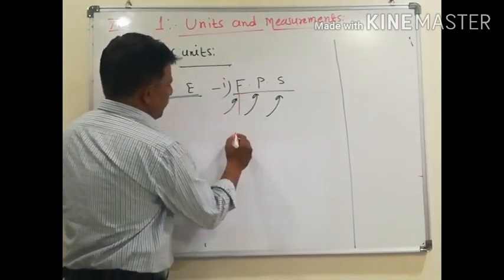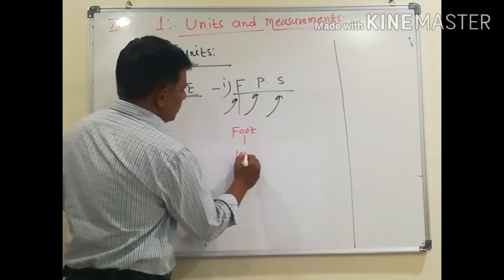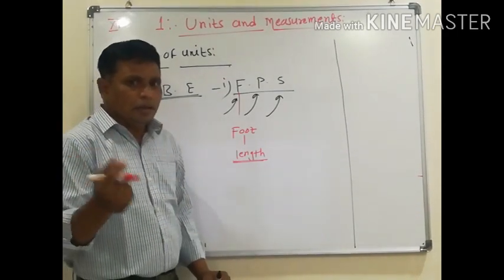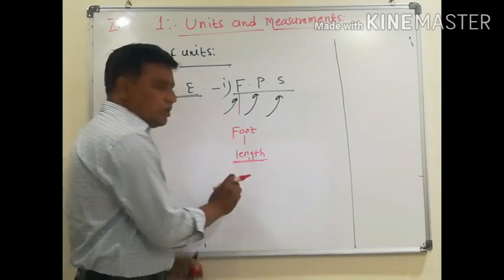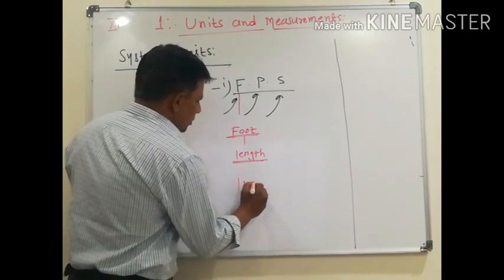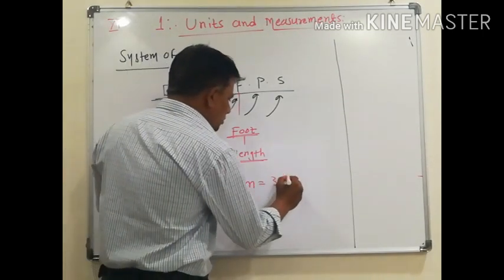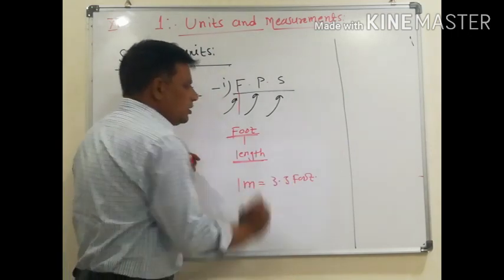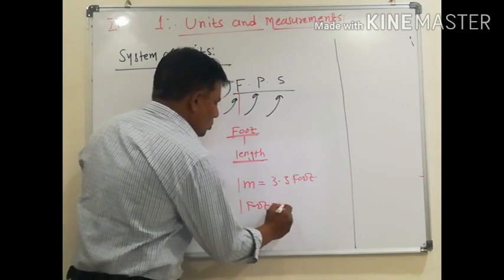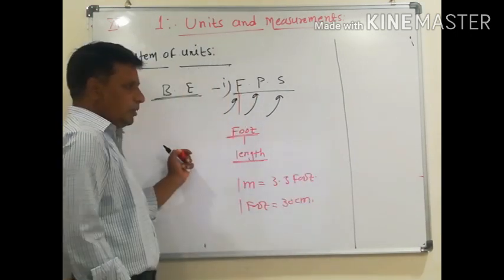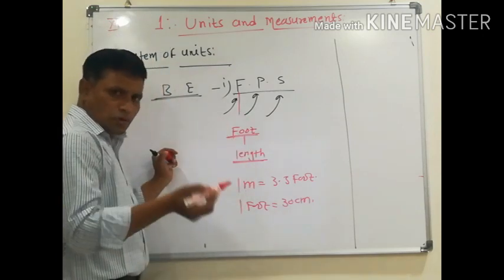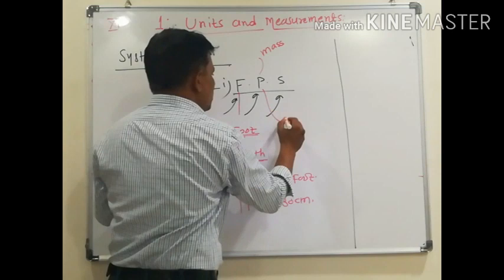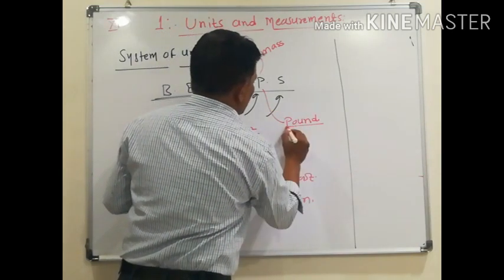F means foot. It is related with the line, with length. So in the UK or in Britain, whenever they want to measure length, they measure it in foot. You know, 1 meter is how many feet? That is 3.3 feet, exactly 3.298 or something, but 3.3 feet. Then 1 foot is equal to how many centimeters? 30 centimeters. So length is measured in foot in the UK. Then mass, this is related with mass. Mass is measured in pound.